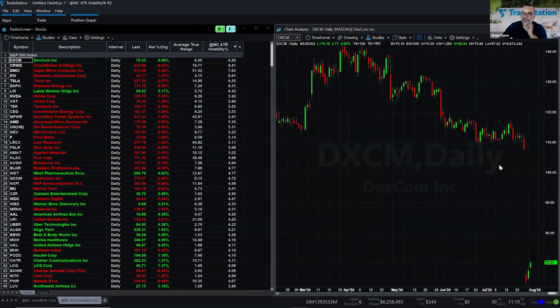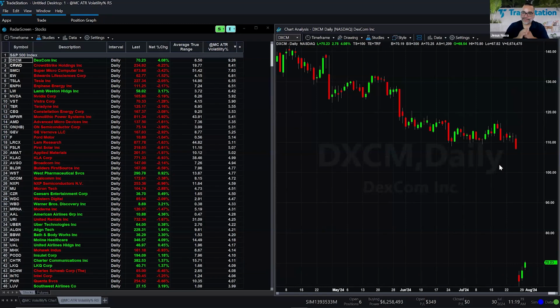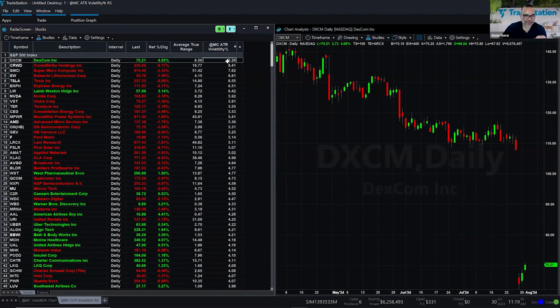All right, so take a look at what's going on here. This may not be a very clear indication of movement. So it's very important that we look at charting as a way to confirm what we're looking at in radar screen. See, radar screen is telling me that Dexcom is a security that is moving 9% on average. When in reality, when I look at the candles over here, they look pretty standard to me. They don't look like they're getting out of control or that there are huge volatility spikes on these candlesticks.